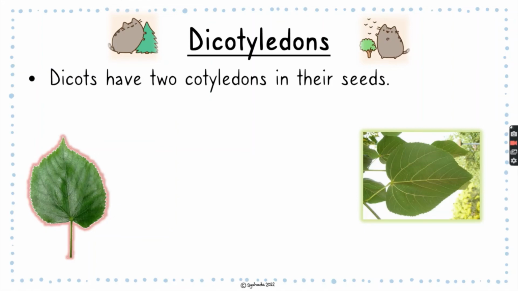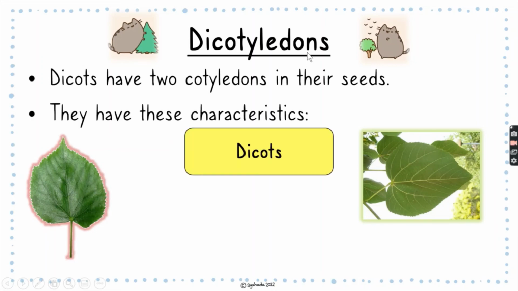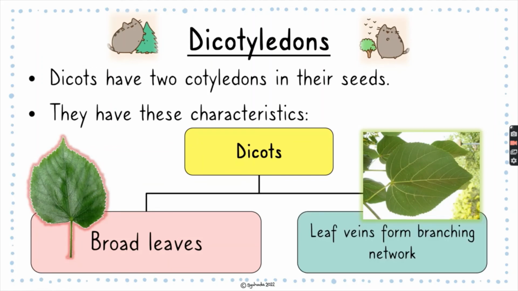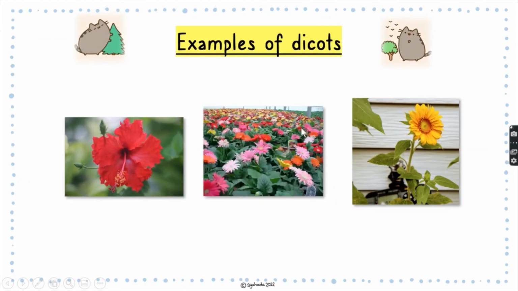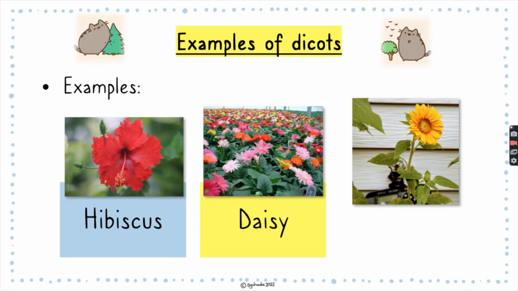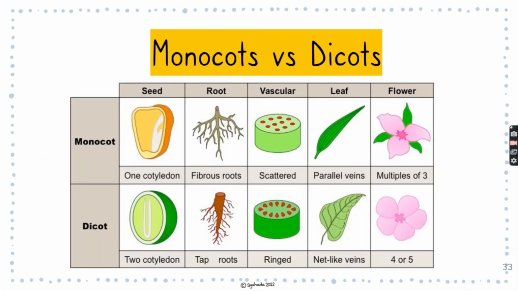Dicots have 2 cotyledons in their seeds. That's why they're called dicotyledon. That means they have 2 cotyledons. And they have these characteristics. Broad leaves and leaf veins that form a branching network. Examples of dicots include hibiscus, daisies, and sunflowers.